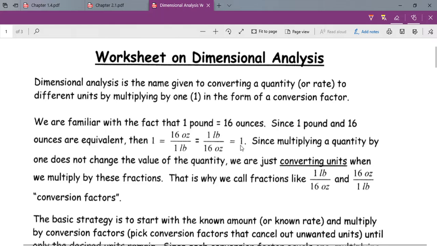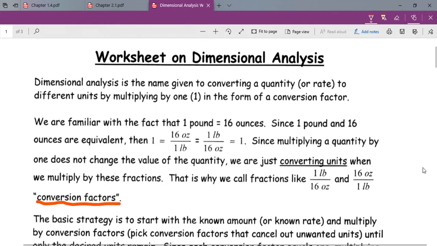Since multiplying by a quantity of 1 does not change the value of the quantity, we're just converting units when we multiply by these fractions. This is why we call fractions like 1 pound over 16 ounces or 16 ounces over 1 pound conversion factors. Okay, so the big deal here is we're going to be using a lot of these conversion factors.